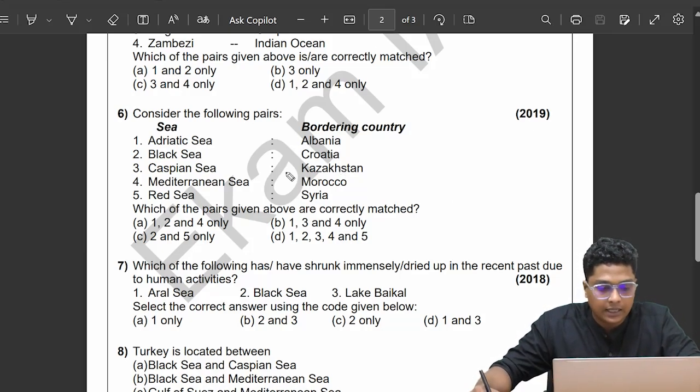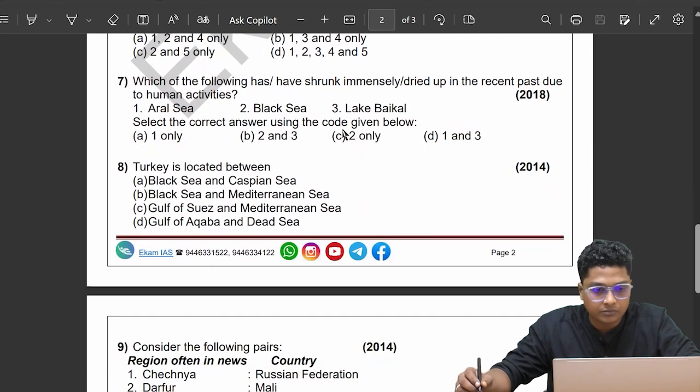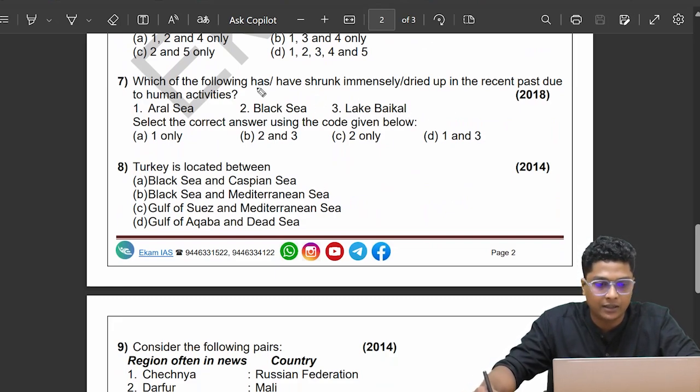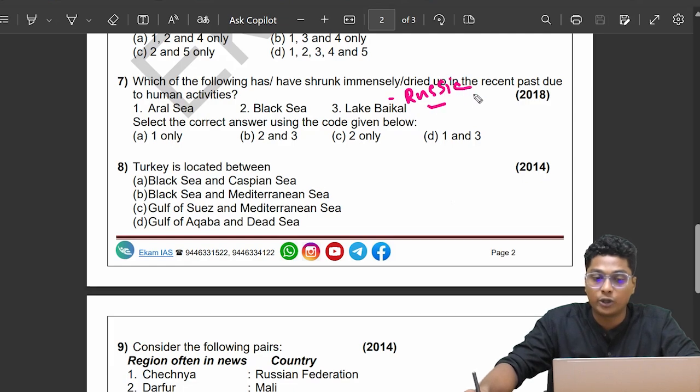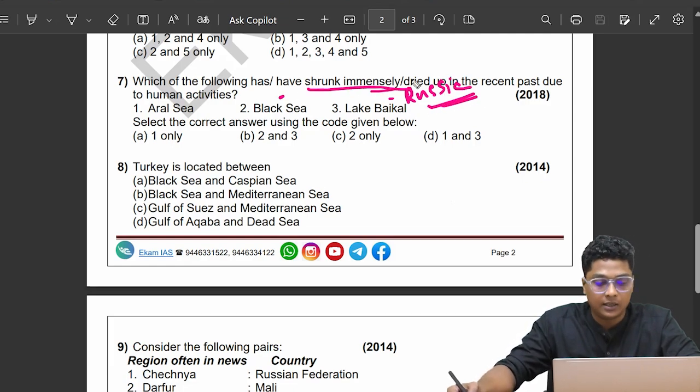Now coming to the 7th question. That is not completely related with here, but I have included it here because of the Black Sea and the Baikal. Which of the following has or have shrunk immensely or dried up in the recent past due to the human activities? Black Sea and Lake Baikal is given. Lake Baikal is in Russia, but is in the Asian side and not in the European side. Black Sea we have seen earlier, it's not immensely drying up.